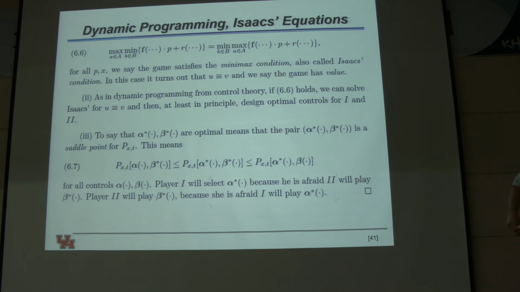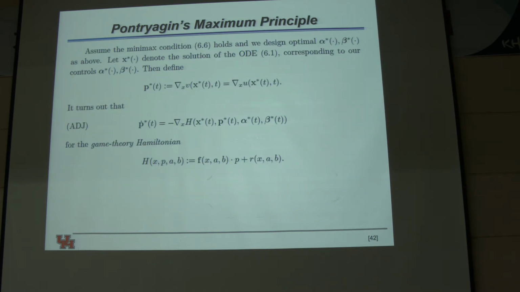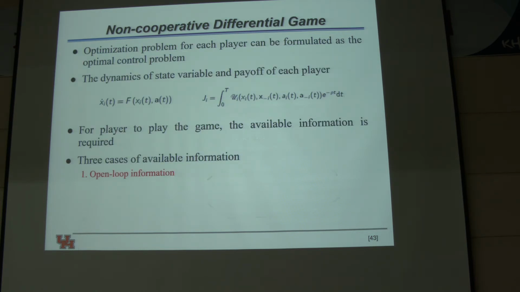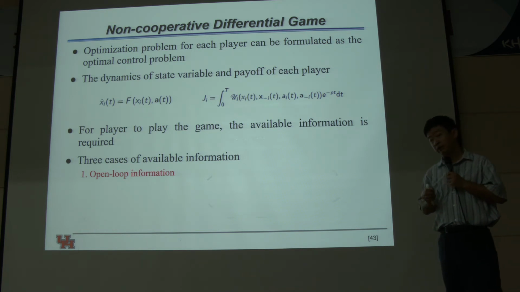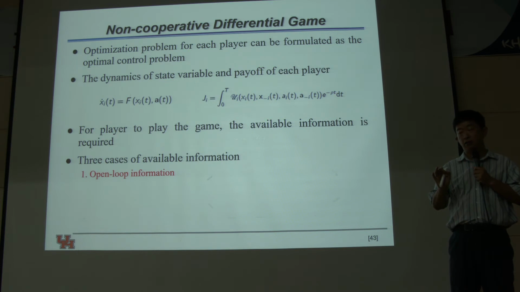So here, basically, I tell you this concept. The solution for that can be calculated from the Isaacs equation. And here, similarly, we introduce the maximum principle using this game theory Hamiltonian by introducing a new variable p. And then we do the optimal thing. But the different thing here is, how could you control this kind of information?